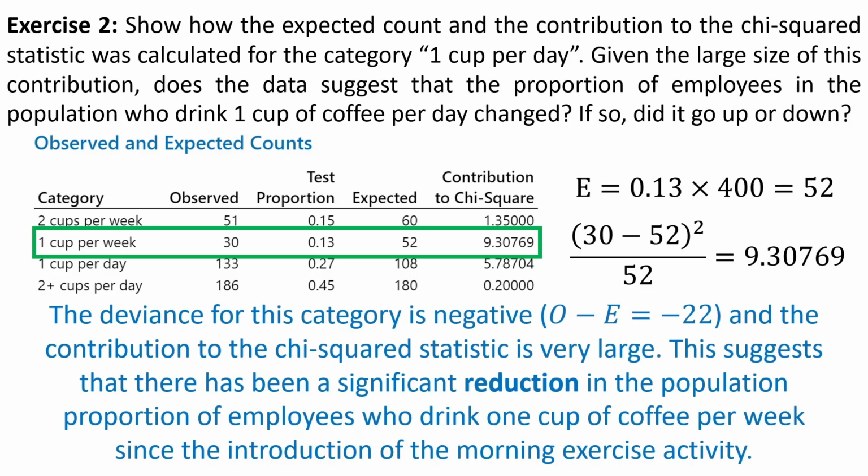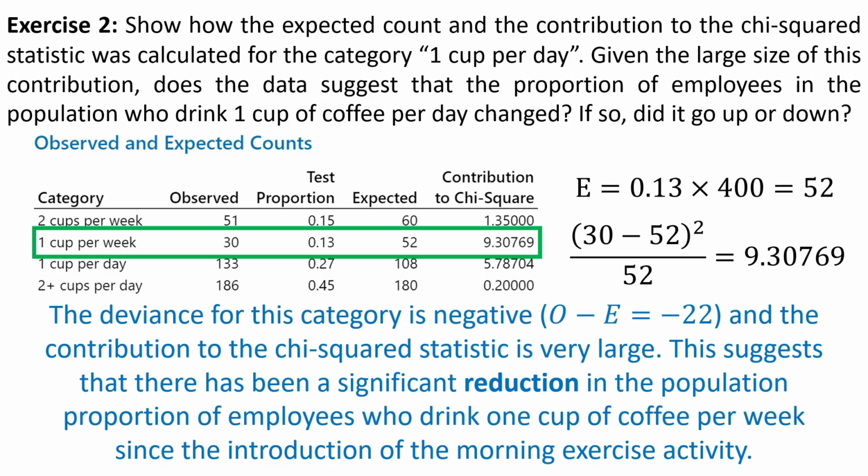And then here I'm asking one extra question. Given the large size of this contribution, does the data suggest that the proportion of employees in the population who drink 1 cup of coffee per day changed? And if so, did it go up or down? Right. So you can see that the deviance for this category is negative. It's minus 22. So what that means is what we observed is less than what we would expect to see on average if the null was true.